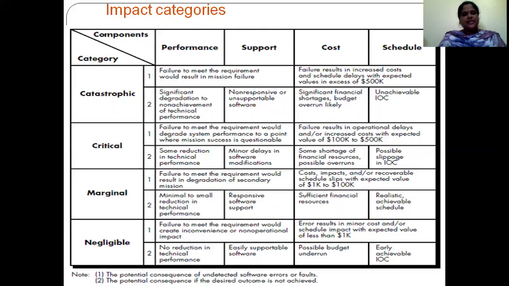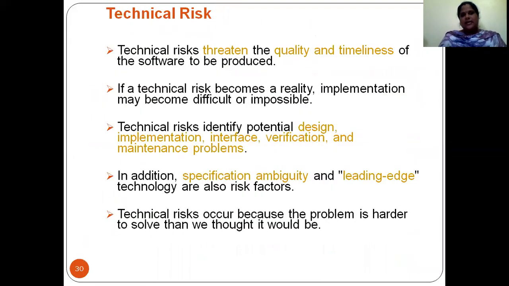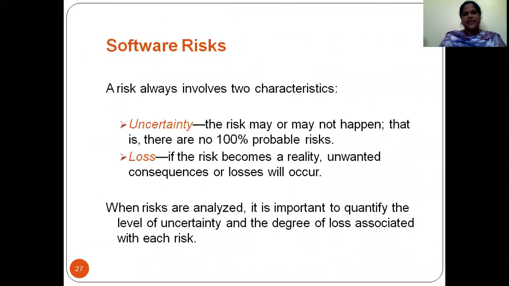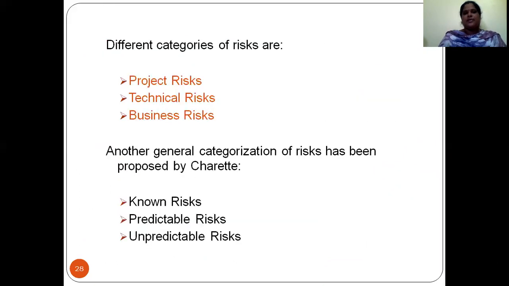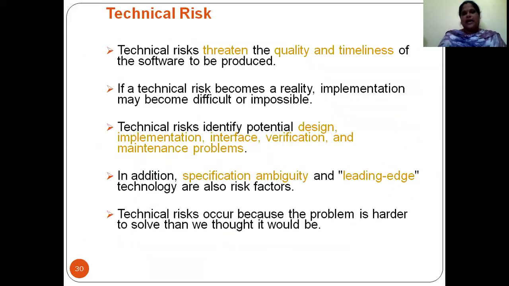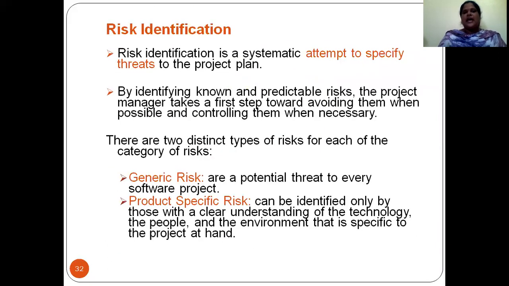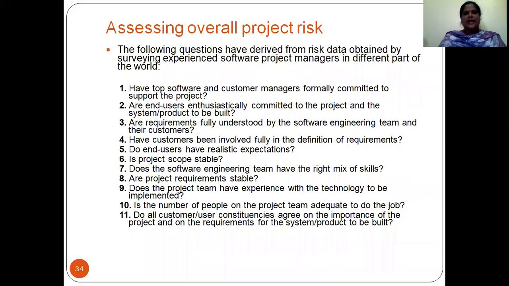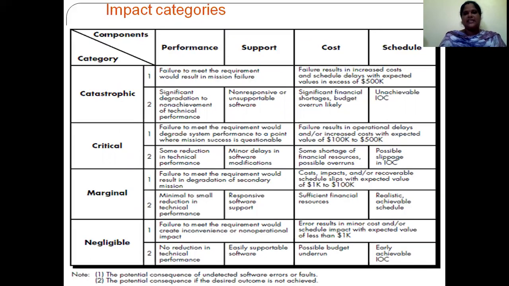Till here we have discussed the types of risk, the software risks, and the various categories of risk. Next we discussed what risk identification is, how you identify the risk, and the two different types of risk, generic and product-specific risk. We also covered the procedure used to identify the risk, the assessment of overall project risk, and the impact categories for this risk.